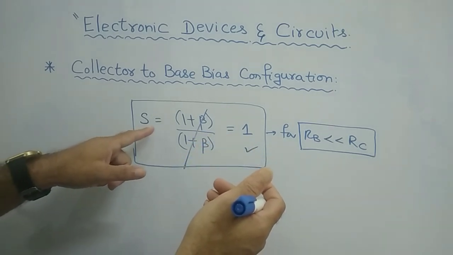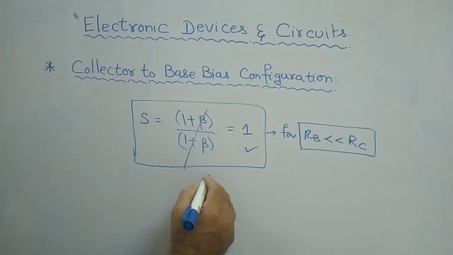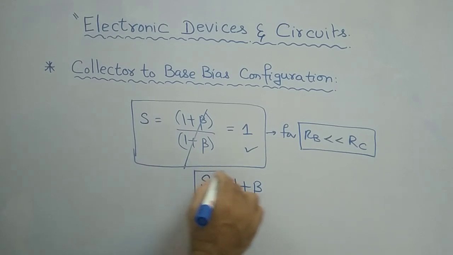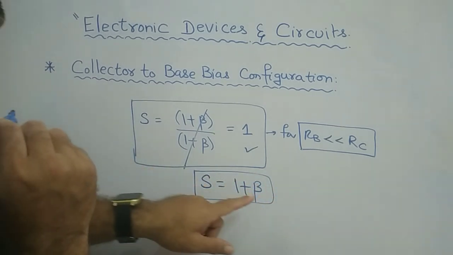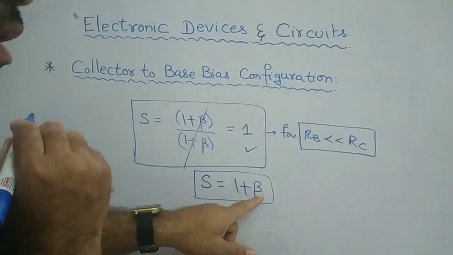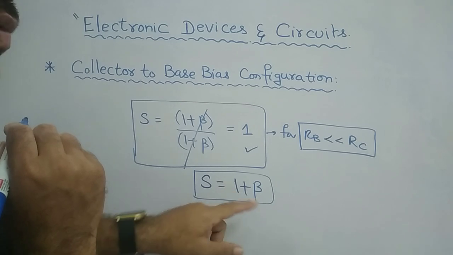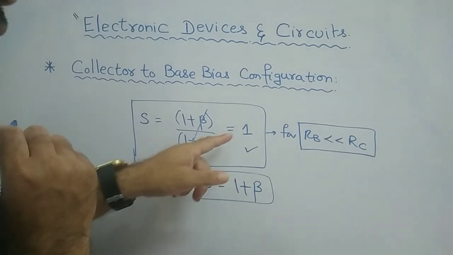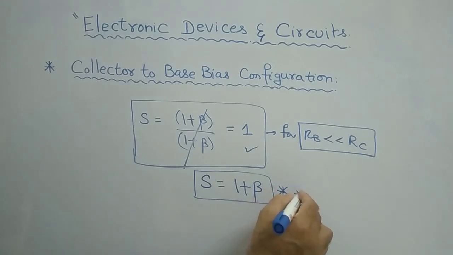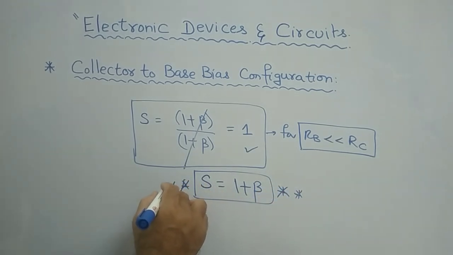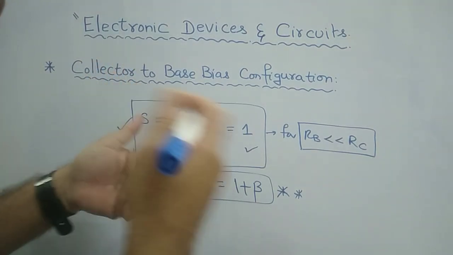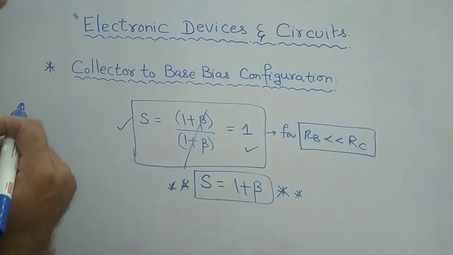So, if you compare this result with our fixed bias, in fixed bias S is equal to 1 plus beta. Here the beta value, we know, varies from 50 to 200. Therefore, if you substitute beta as 50, S is 51, which is much greater than 1. That is why fixed bias is not at all preferable. So the collector to base bias is an improved version of the fixed bias.